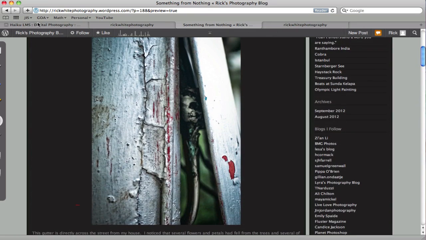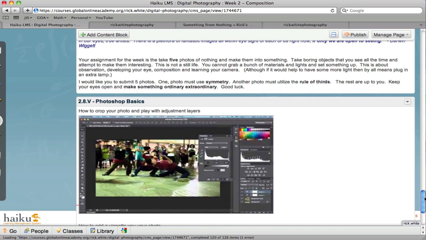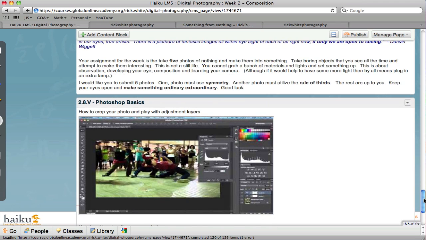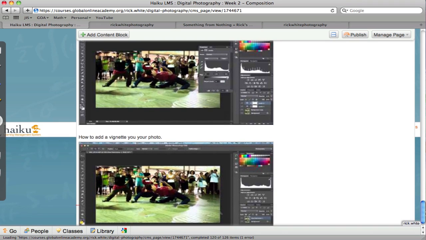Okay, so let's go back to haiku. So that's your assignment for the week. Try and make something from nothing. Just use things in your house or in your apartment or anything you think could be made interesting.